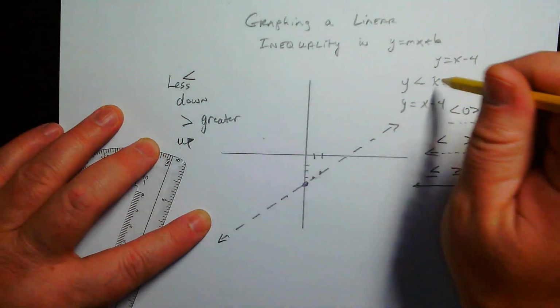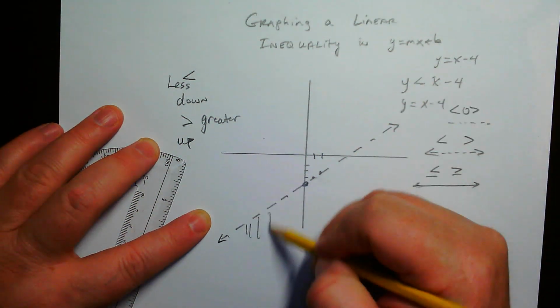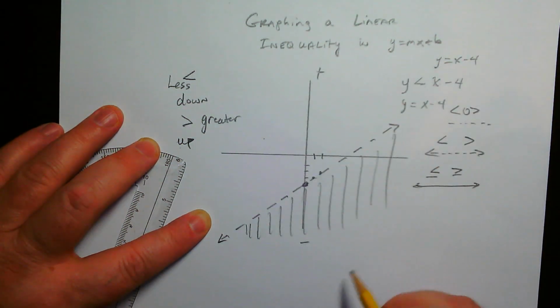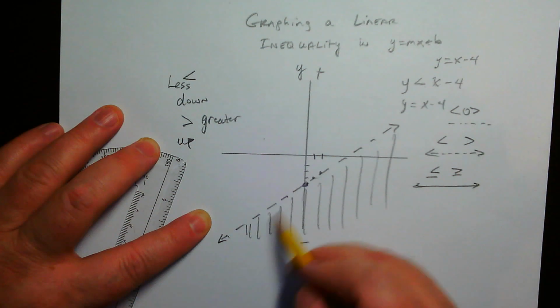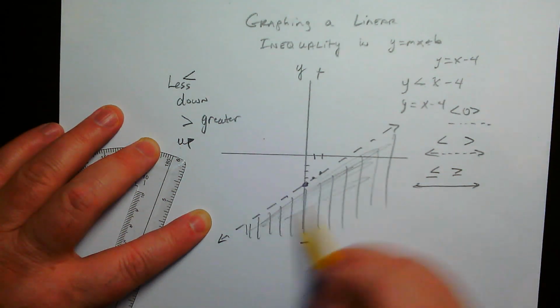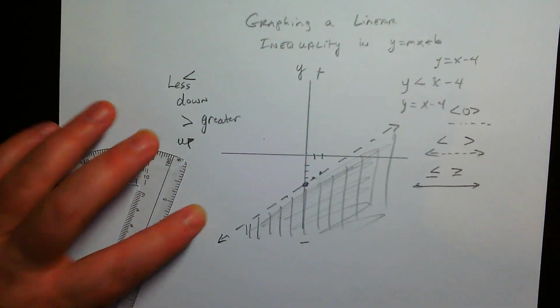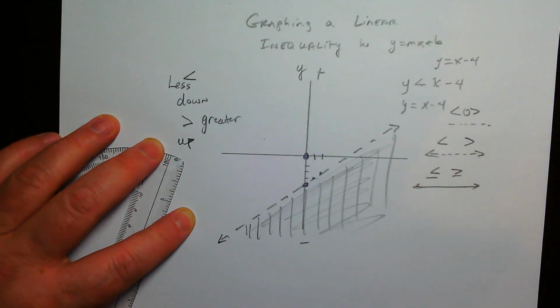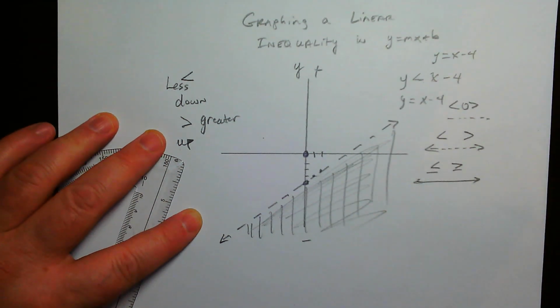So anyway, this one is less, so less is down for y, right? Because up is positive, down is negative when you're talking about the y-axis. So everything down here is going to be an answer. Nothing up here is going to be an answer. So let's just pick a number and verify that. So not shaded, 0, 0 is not shaded, so we're expecting 0, 0 to not be an answer.